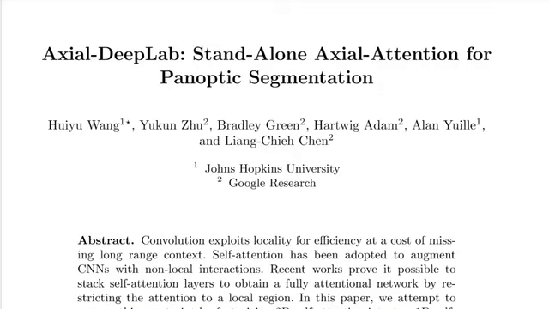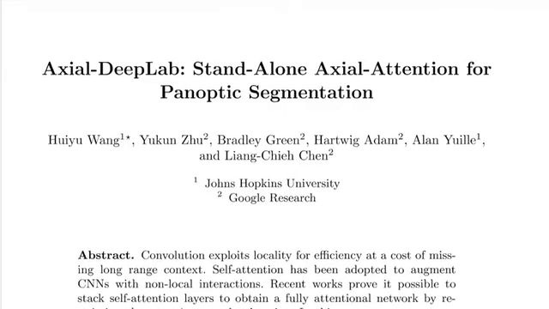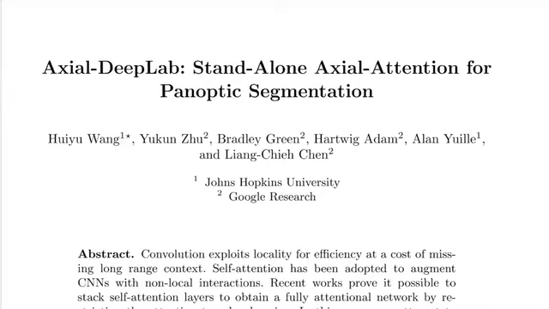So this paper is a step towards this direction. You just wonder, what is it going to be tomorrow? Maybe linear regression is going to be replaced just by giant transformers trained on 5,000 TPUs. Who knows? We'll see. In any case, we're looking at Axial-DeepLab: Stand-Alone Axial-Attention for Panoptic Segmentation by Huiyu Wang, Yukun Zhu, Bradley Green, Hartwig Adam, Alan Yuille, and Liang-Chieh Chen of Johns Hopkins University and Google Research.